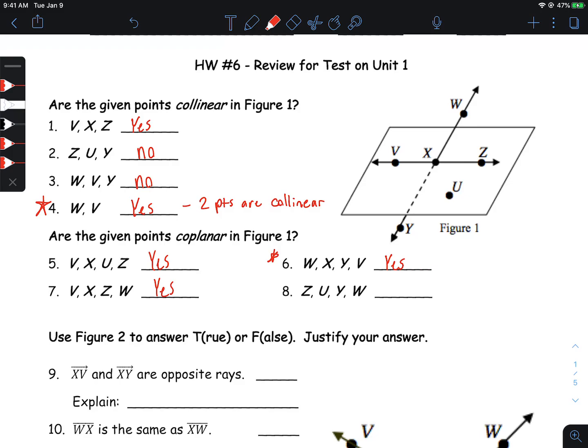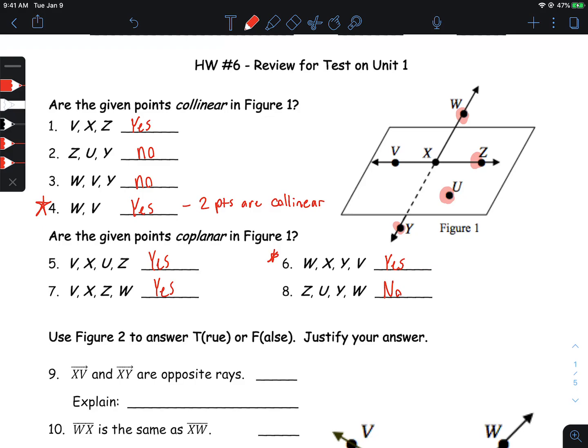Next, we got Z. Where are we? Z, U, Y, and W. Now, 2 of them are on one plane, and then one of them is off of the plane above it, and then one of them is down below the plane. So there's not one single flat surface that you could get through all of those. So that one is going to be no.